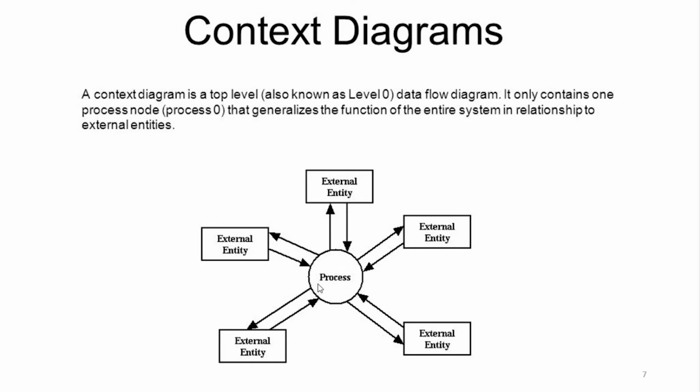The process in this context diagram is represented with the name of your software system. Whatever the system is for which you are going to develop this particular data flow diagram, that name is going to be written inside that circle.